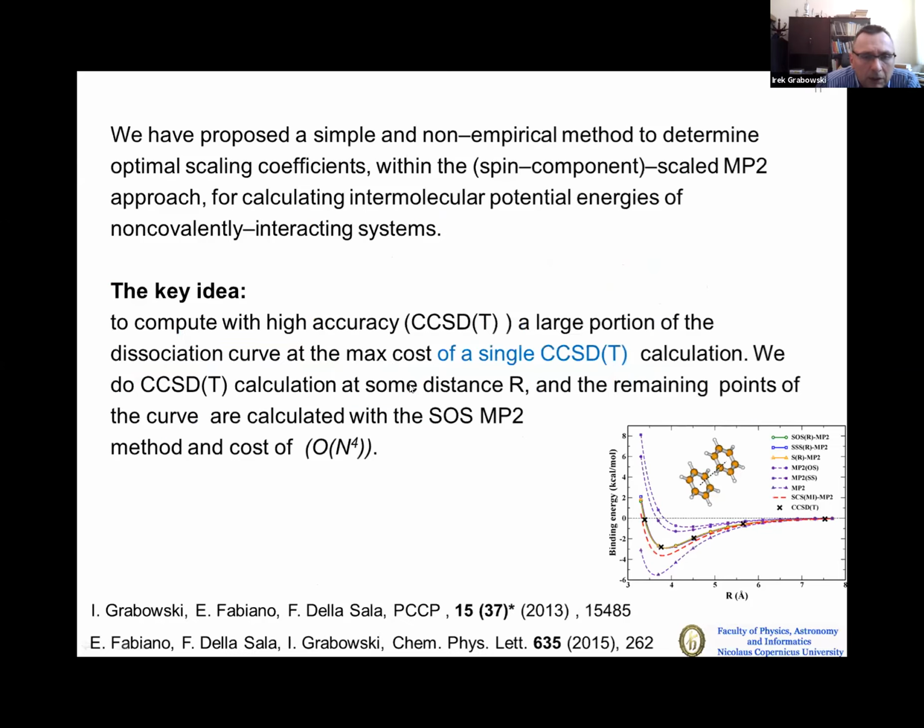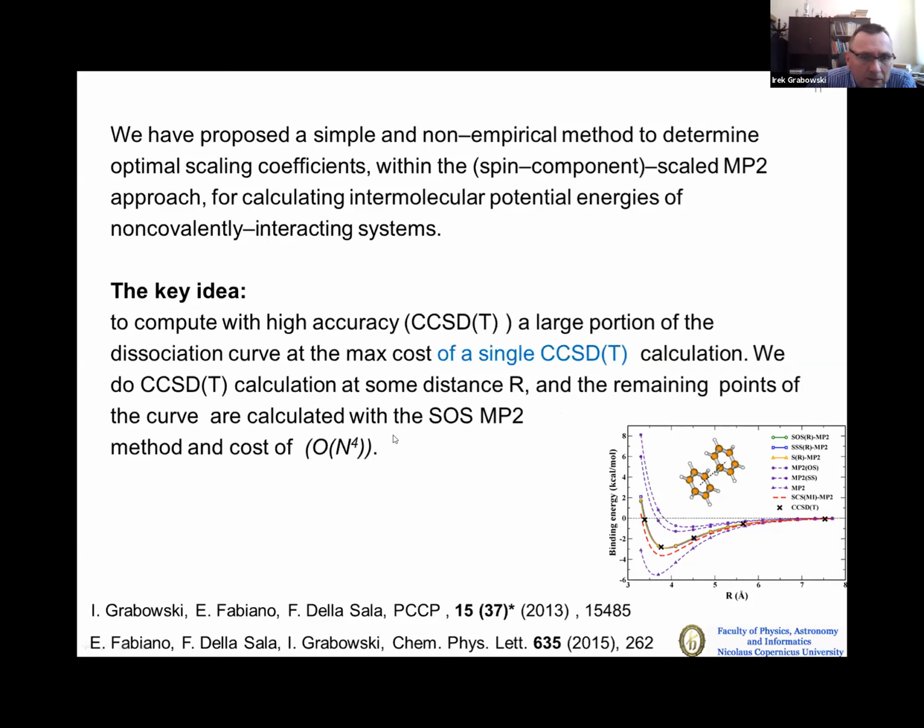So we looked at the problem and found that the parametrization in that case is really system dependent. There is almost no way to find a universal set of parameters to calculate spin component scaled MP2 interaction energies for non-covalently interacting systems. But we found something interesting and we use it to fix the system-dependent parameter in calculations with the spin component scaled method.